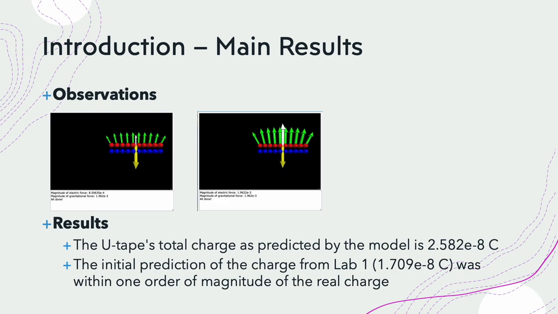In these observations, you can see two pictures of the model. The one on the left side was the model when the experimental charge found in Lab 1 was used, and on the right side, it's the new value found in Lab 2, where the force due to gravity and the electrostatic force counteract each other. The U-tape's total charge as predicted by the model was 2.582 e to the negative 8 coulombs. The initial prediction from Lab 1 was 1.709 e to the negative 8 coulombs and was within one order of magnitude of the real charge.